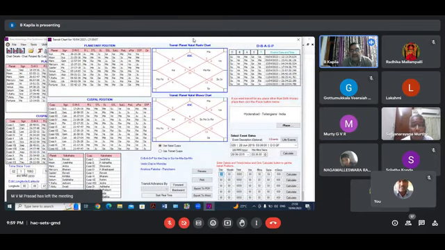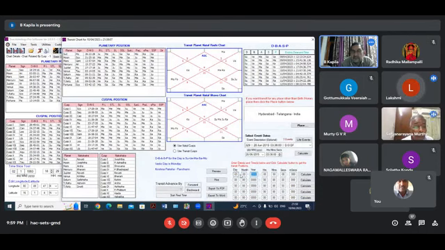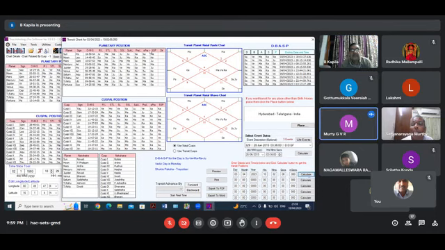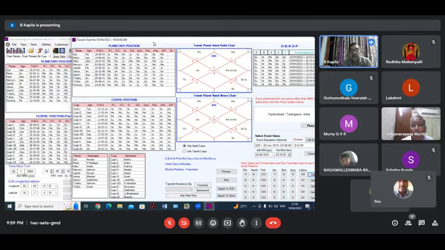Now let us discuss the transit chart. Transit on 3/3, I'm sorry, it is 3/4. 3/4/2023, and the timing was 10:02. Okay. So this is the transit chart that we get in the morning.